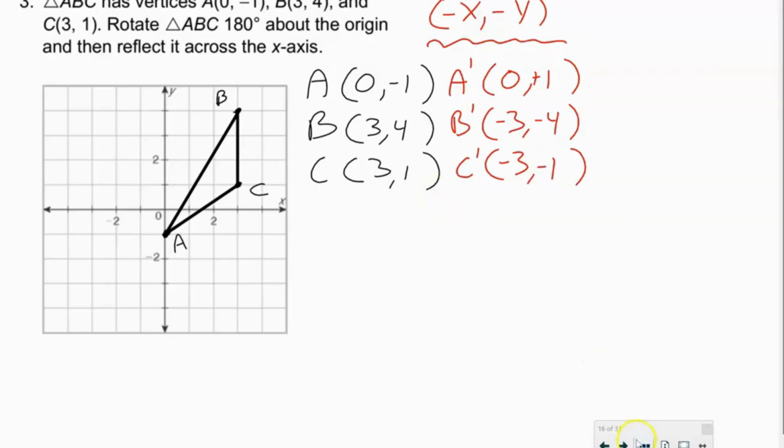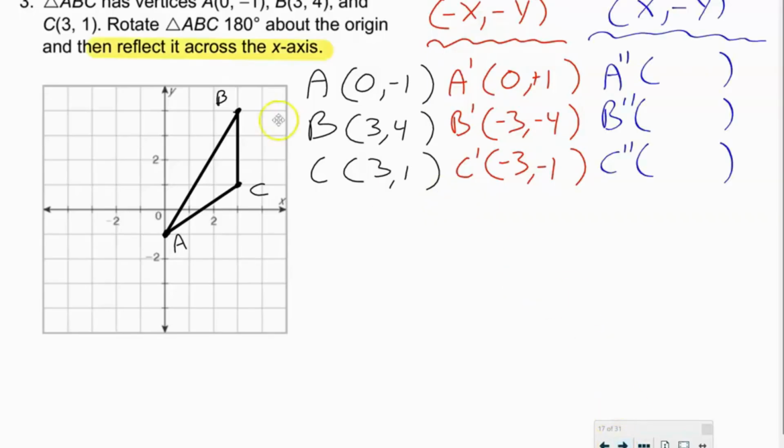All right, so the next thing I want to do is reflect it across the x-axis. So I go to my rules about the x-axis, and it's (x, -y). So with this, we're just going to change the y. So I'm going to take these same points after I've rotated and do this to it. Okay.